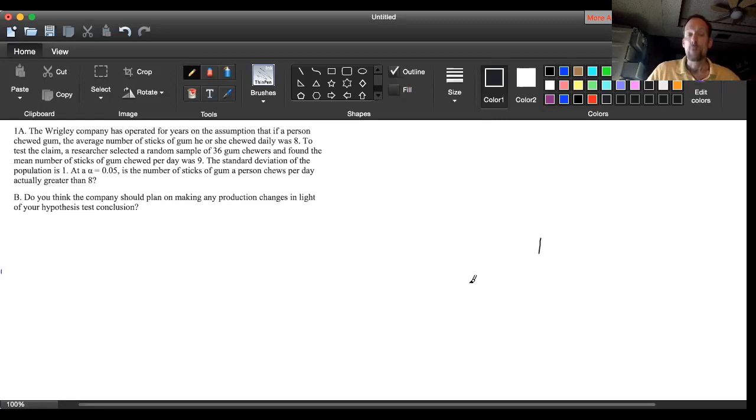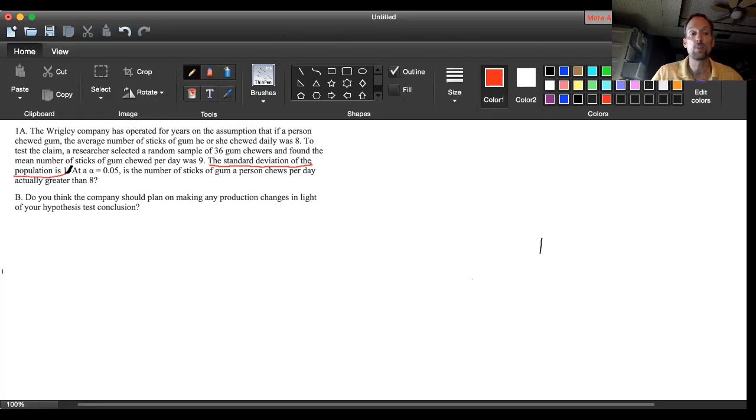Okay, if we're doing a hypothesis test for a population average, our big consideration is, do we do a z-test or do we do a t-test? So where do we find that out? We have to start to pay attention to the standard deviation and see where it came from. In this case, they're mentioning the standard deviation in context of the population. They're saying the standard deviation of the population is 1. So right away, we know that we're going to be doing a z-test.